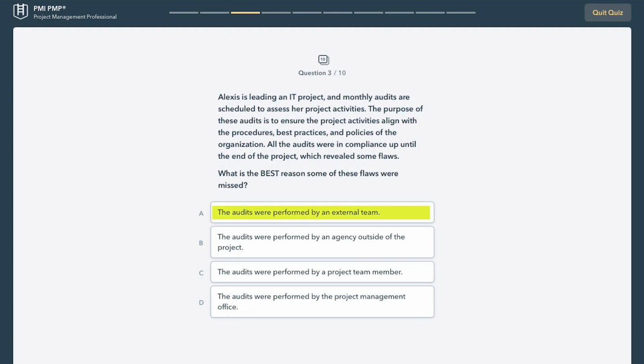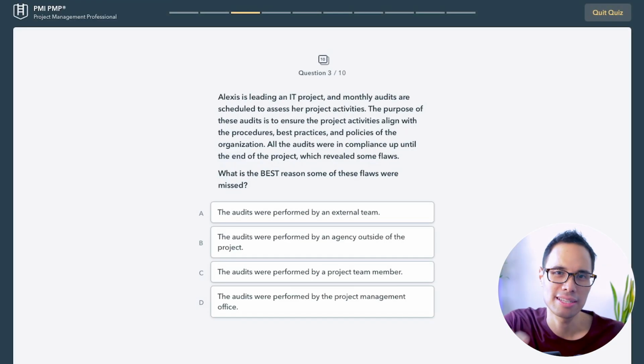Choice A, the audits were performed by an external team. Choice B, the audits were performed by an agency outside of the project. Choice C, the audits were performed by a project team member. And finally, we have choice D, the audits performed by the project management office. This question has a lot of words in it, so focus on the very last sentence, which says, what is the best reason some of these flaws were missed when they were doing the audit at the end of the project? So typically, an audit should be done by someone outside of your team to avoid conflict of interest.